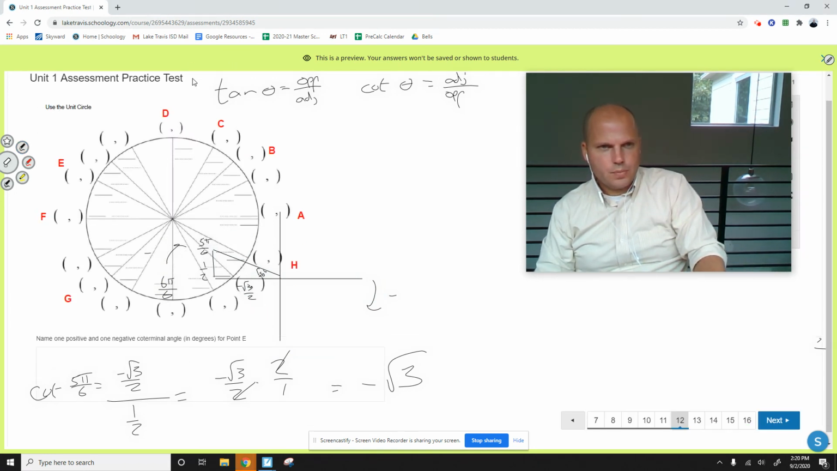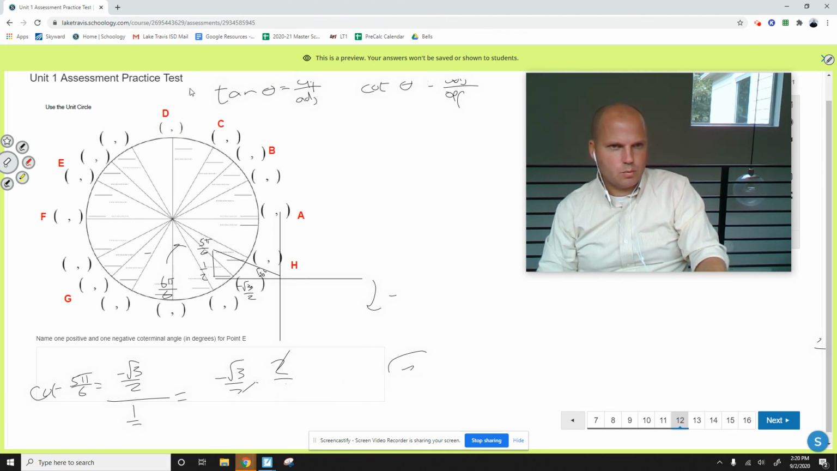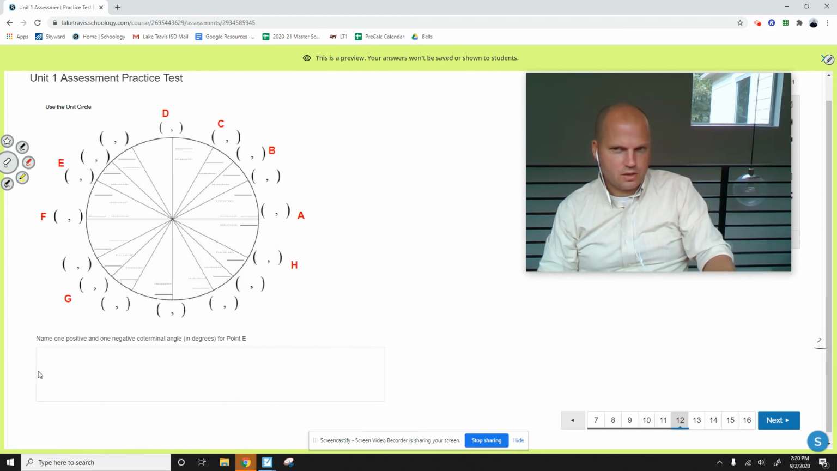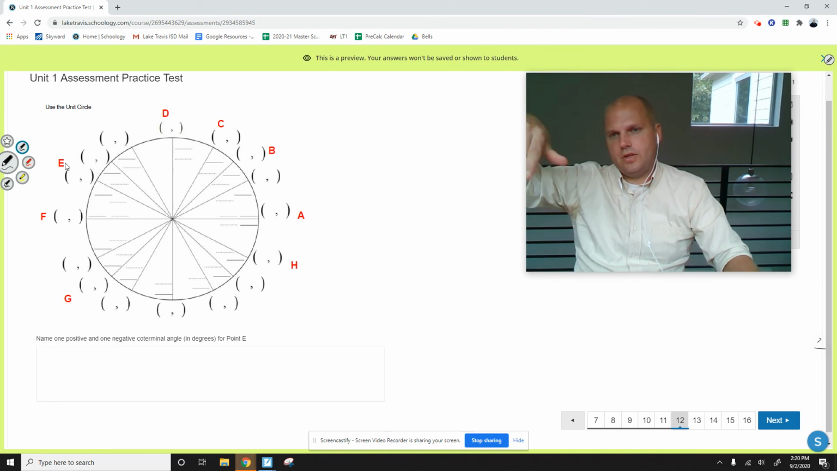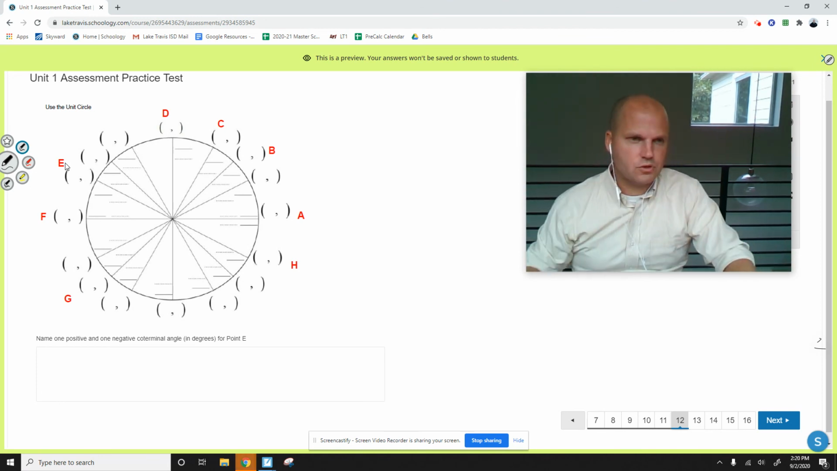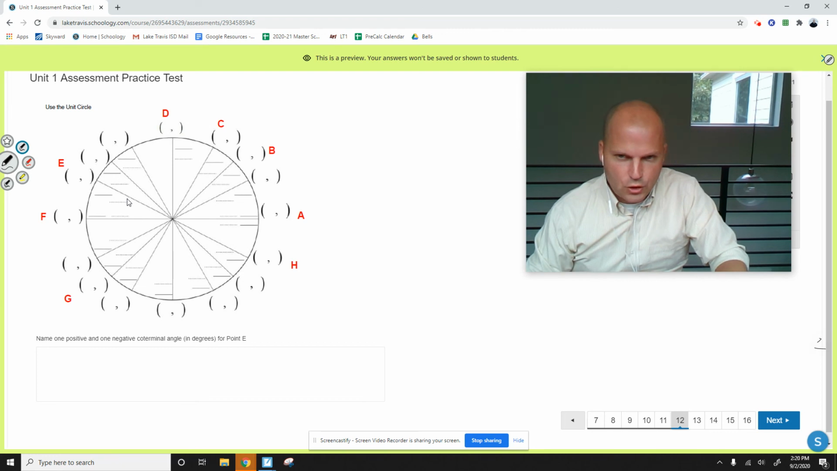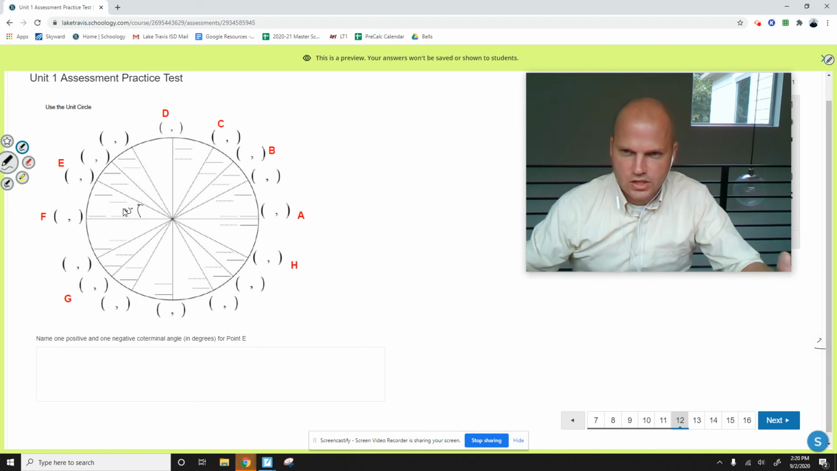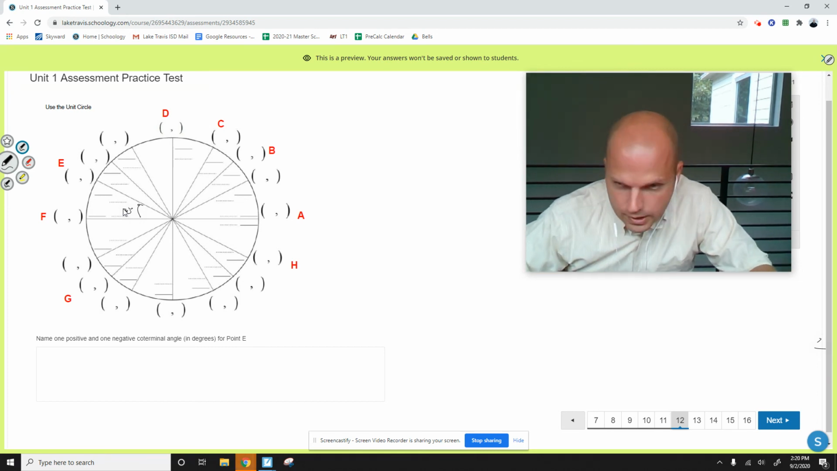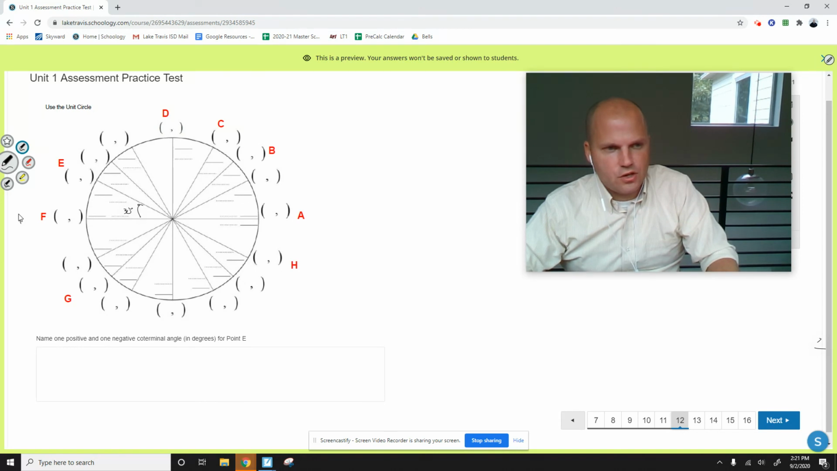Name one positive and one negative coterminal angle for point E. I'm going to give you 3 as options, okay? Because a lot of people think E is like one of the angles, and then you have to add 30, 60. But we're doing it in degrees, okay? So first of all, E, that's 30 degrees away from F. We could tell, if we're using just 30s, 45s, and 60s, E is going to be 30 degrees away. So if this is 180 degrees, then this must be 150 degrees. You can go ahead and write that as one of your angles.